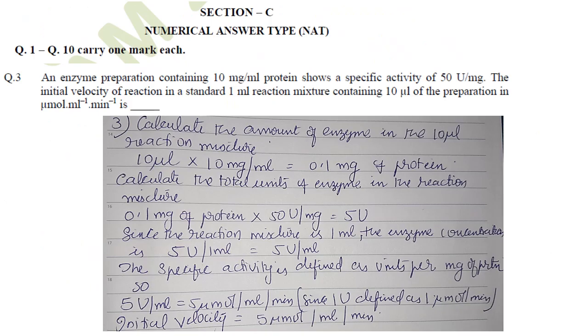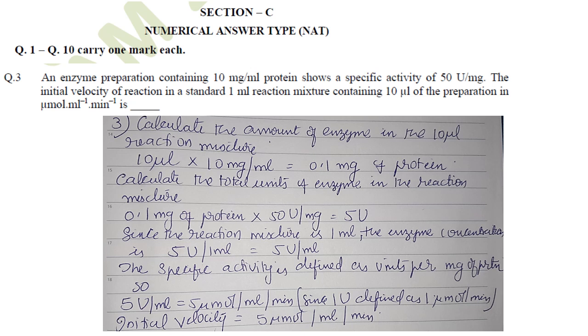Coming to numerical answer type questions. An enzyme preparation containing 10 mg per ml protein shows a specific activity of 50 units per mg. The initial velocity of the reaction in a standard 1 ml reaction mixture containing 10 microliter of the preparation, in micromole per minute per ml, is? So you have to calculate initial velocity.